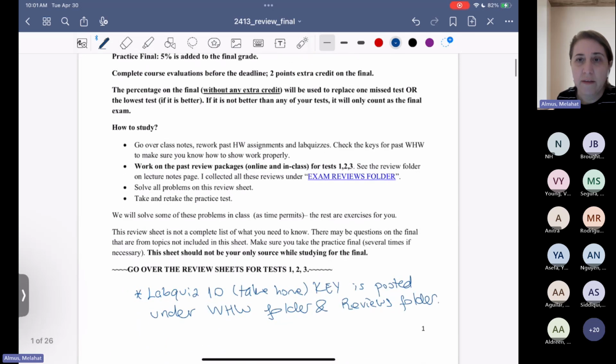How to study, we discussed this in class last week as well. This sheet should not be your only source. I have made a few folders for you. Go to the modules tab on Canvas, lecture notes, scroll down. At the very end, you're going to see a test reviews folder. Right next to it, it says final study materials, I think. So go to that folder. All your reviews and keys are collected there, including the review for the final.